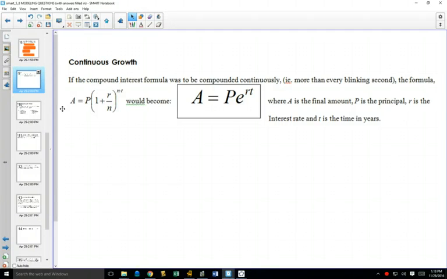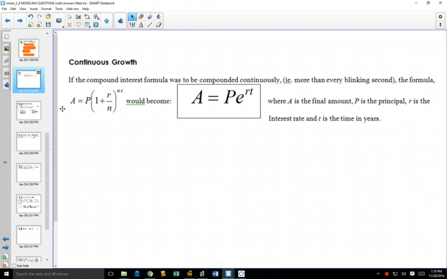So an interesting thing happens with our compound interest formula. The more often something is compounded, the more money you're going to make over time. So we saw that compounding once per year, it's better if it's compounded monthly, because then you can make interest on the interest you've already made.